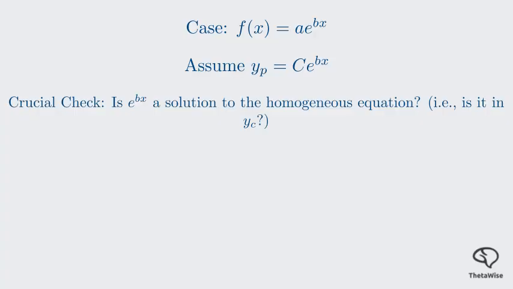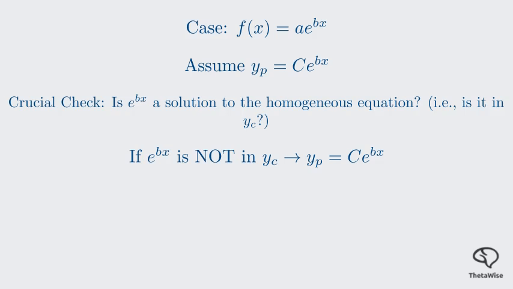Think about it this way. If your y_p is already a solution to the homogeneous equation, it will differentiate to 0 on the left side, leaving nothing to balance the f(x) on the right side. It would be a futile guess. So, if the term e^(bx) is not in y_c, our assumption is correct. The particular integral is simply c times e^(bx).